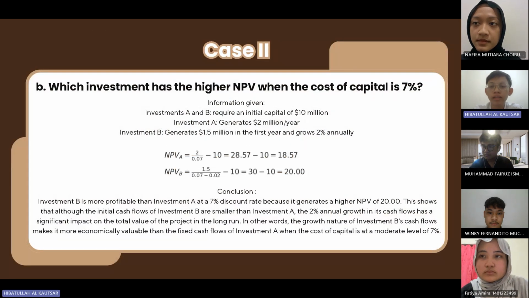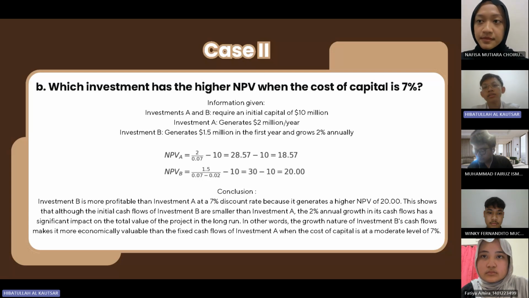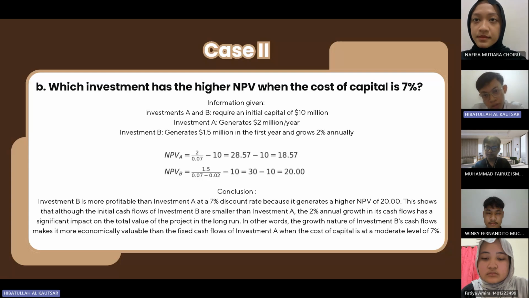Okay, now we will get into point B for this case. The question is, which investment has the higher NPV when the cost of capital is 7%? The information given here is basically the same as in point A. So we will get into the calculation, and we will start from investment A, using NPV for the calculation.